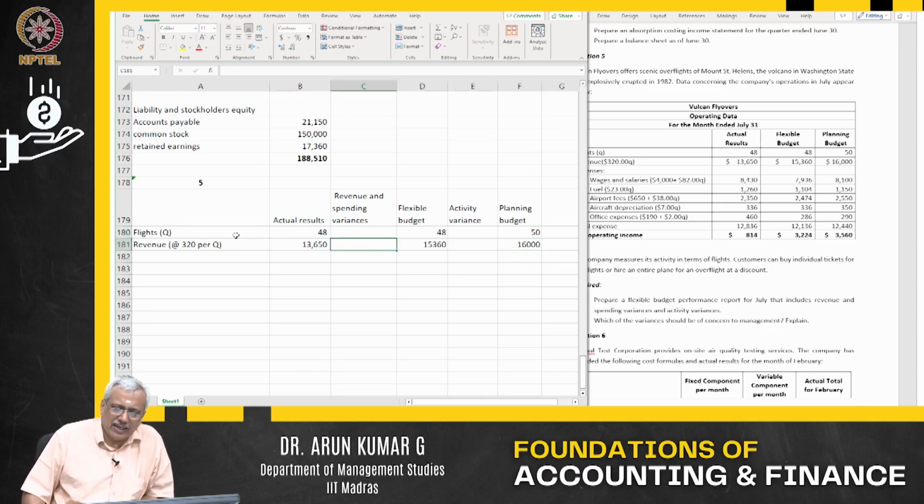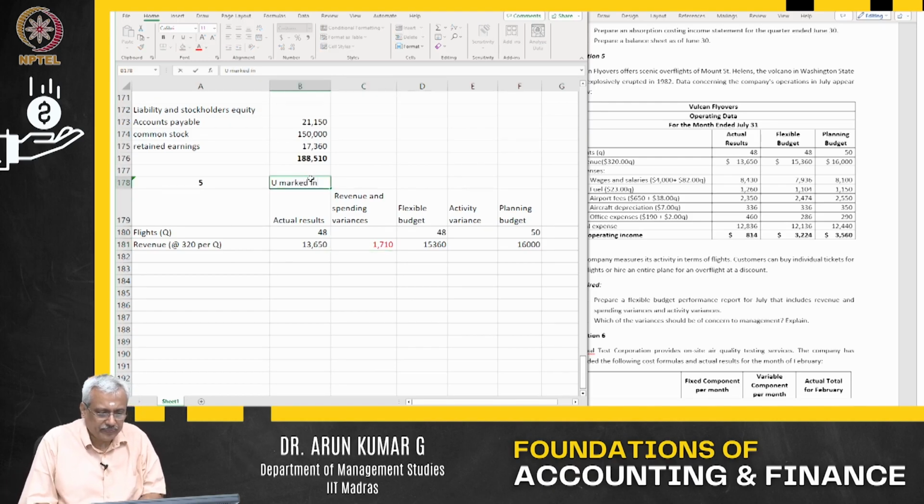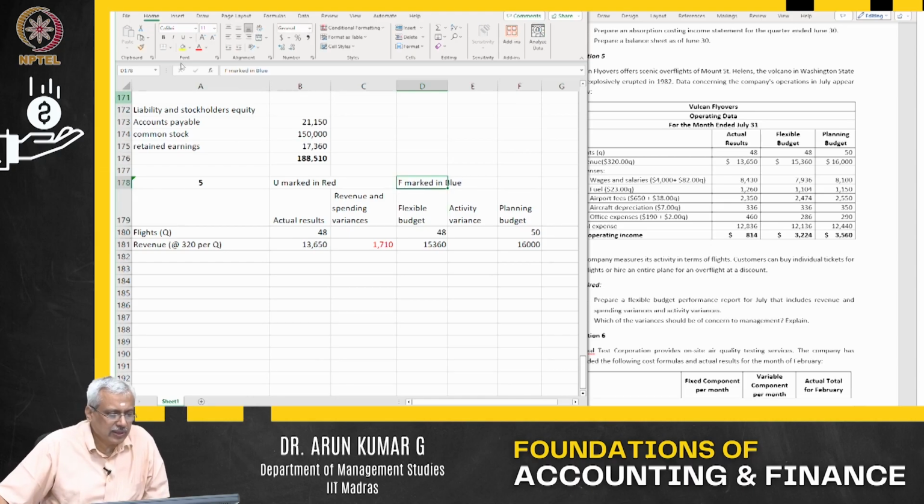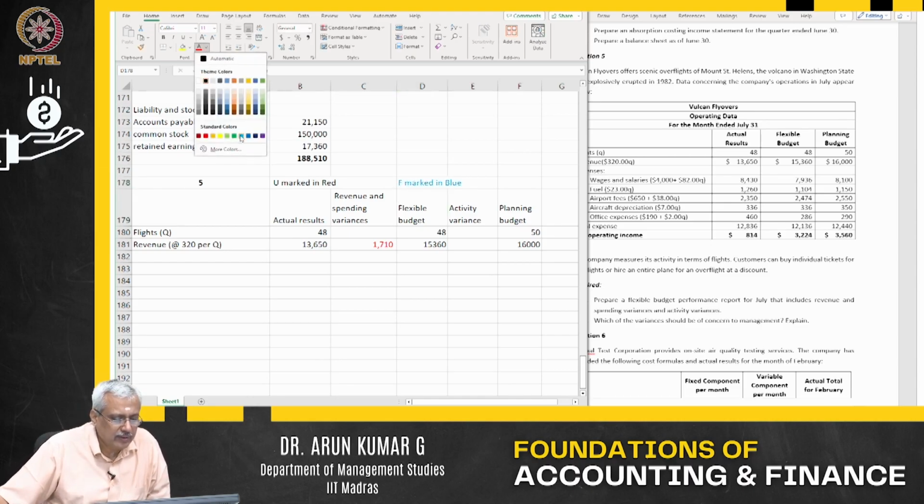So let us look at revenue and spending. It is a variance which is unfavorable in this case. What do you mean by unfavorable? I should have got so much, but I have got only so much. That means it is unfavorable. Unfavorable I am going to mark in red, U marked in red, and then F marked in blue, so that I can mark all these things very clearly.